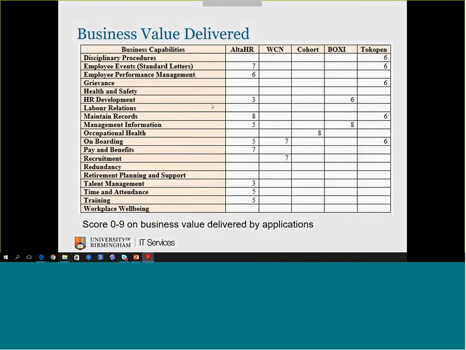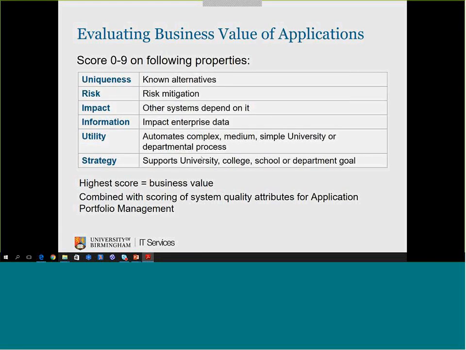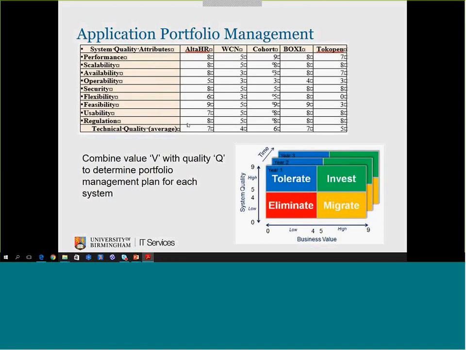We take the highest as being the business value, and this is different to system quality, which uses pretty standard system quality attributes, and obviously these are heavily influenced by, for example, whether it is cloud-based, which is radically different for cloud-based systems. Taking the two, value and quality, on this, the approach is given.